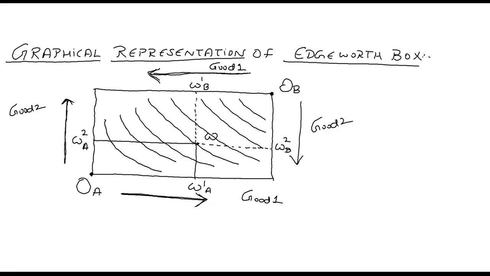And similarly, how will I draw B's indifference curves? Now, for B's indifference curves, you will turn to B's origin. So turn your register to B's origin. So from B's origin, suppose B also has convex ICs, then from B's origin, the ICs will look somewhat like this, dotted. B's ICs I am drawing dotted, A's ICs are solid.